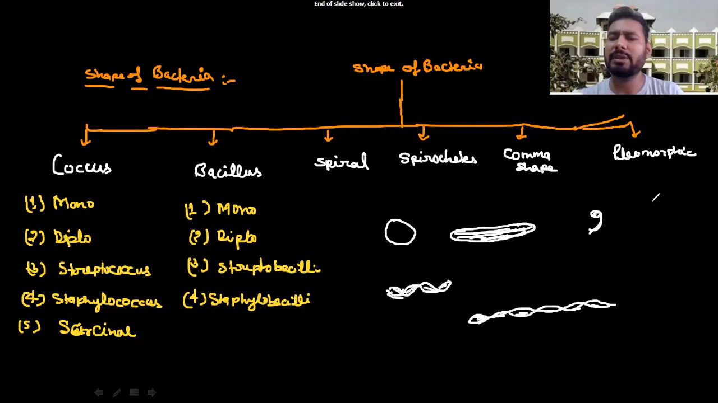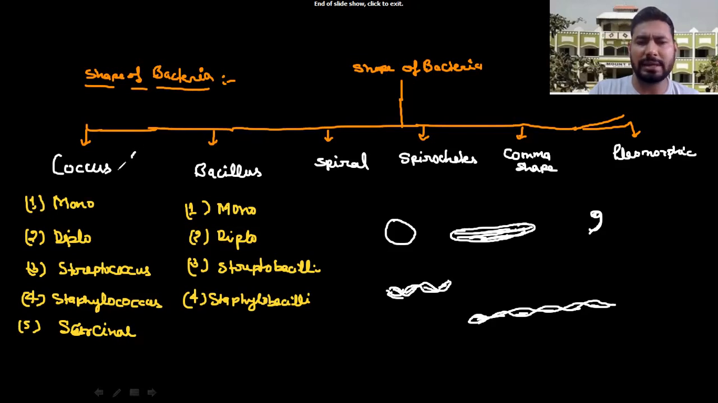And pleomorphic means they don't have a fixed shape, like you have studied in mycoplasma. Mycoplasma is separate because every bacteria has a cell wall, and mycoplasma is the exception where no cell wall is found. In this way, pleomorphic means they don't have a fixed shape. So this is the overall shape of the bacteria. Now we are going to discuss the examples and the subtypes of coccus.